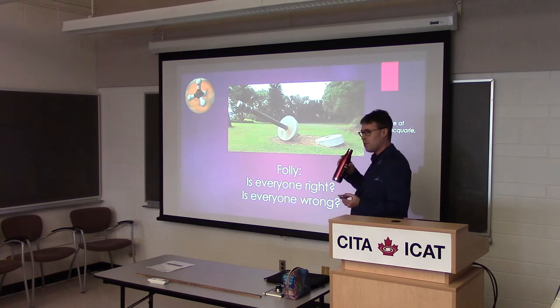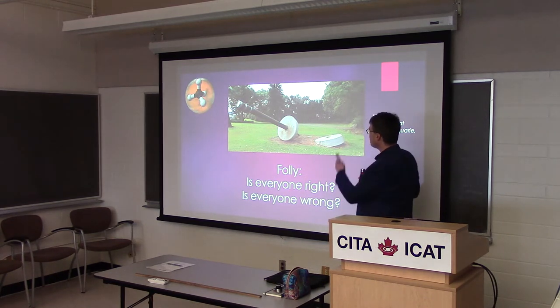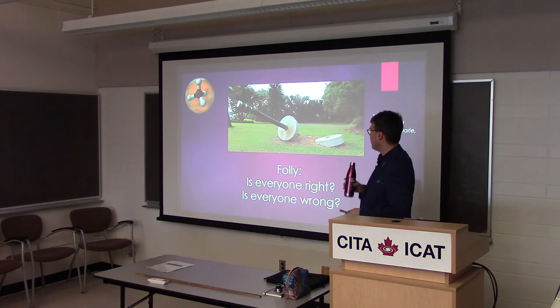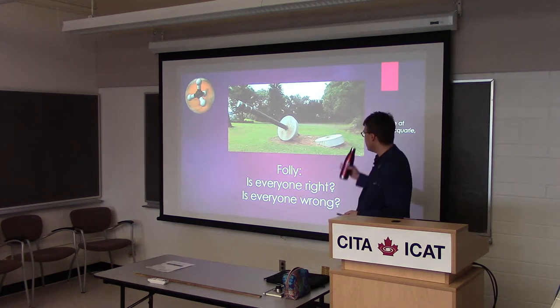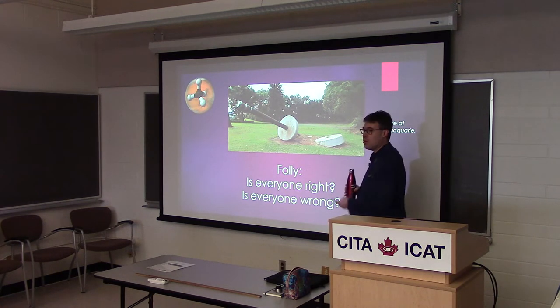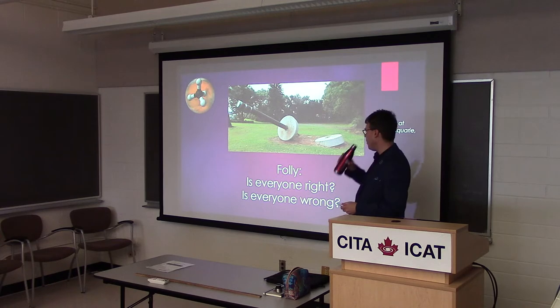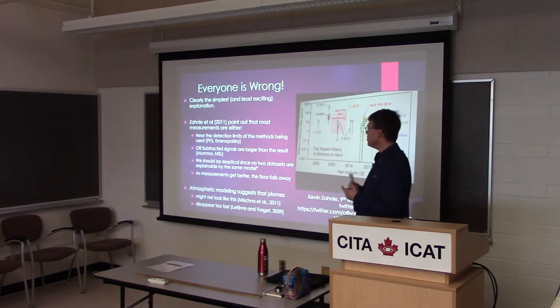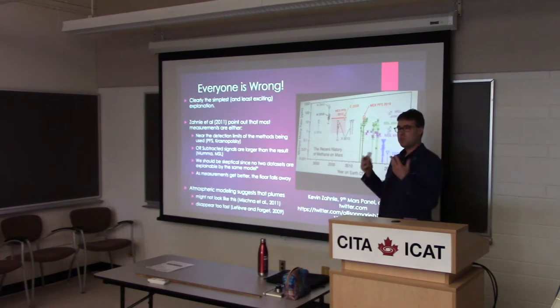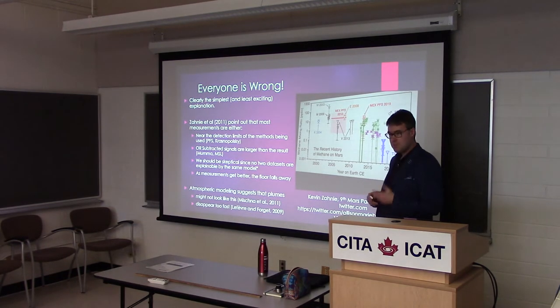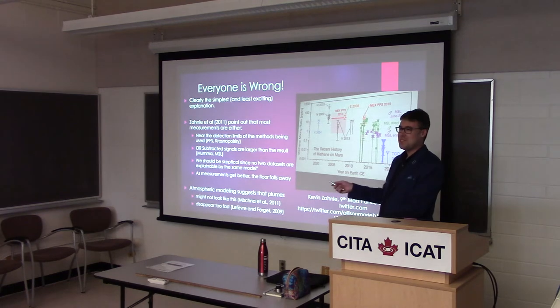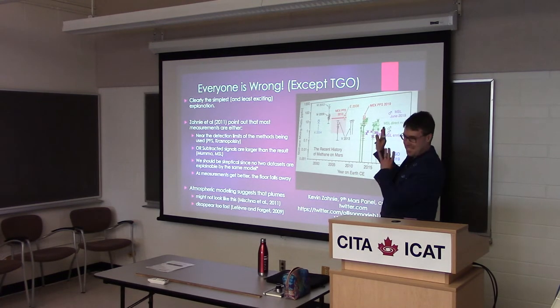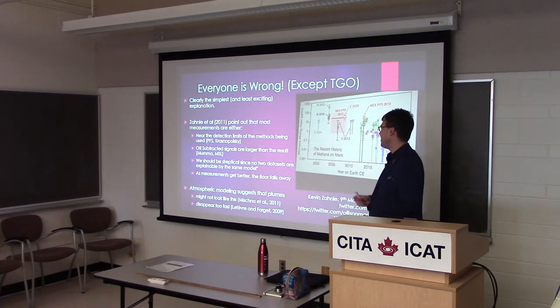So the second part of the talk, Folly. I first gave this at the Australian National University. So this is a lovely picture of a sculpture called Folly in Sydney. This is a little bread-making facility that didn't turn out so well. So there's a couple of possibilities to explain what's going on here. There's a simple one. Everybody is wrong, except TGO maybe. We'll get to that a little bit later.